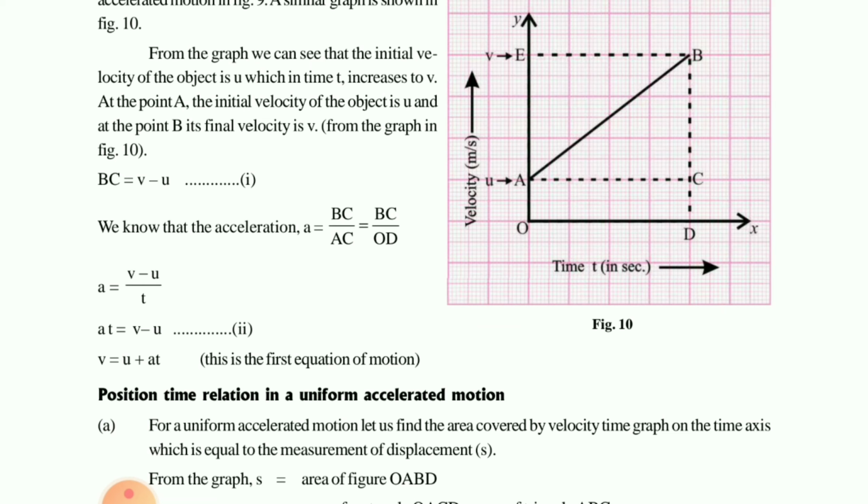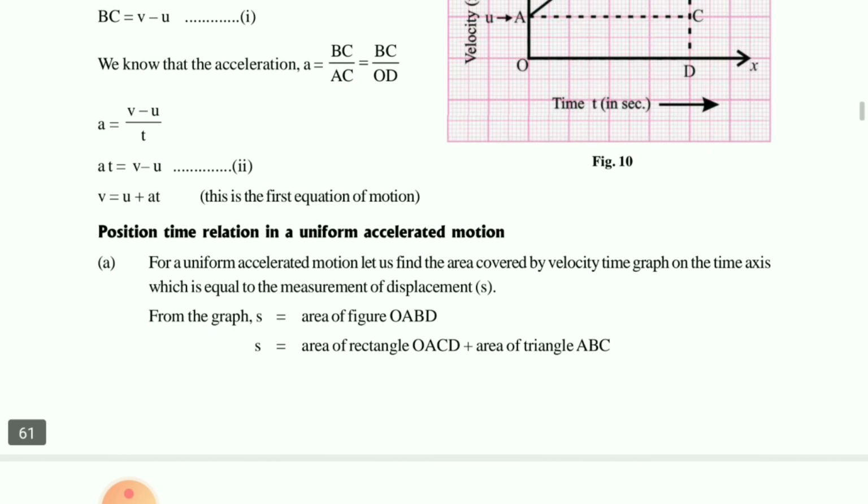In this, what we will do children, V minus U will be at the right hand side and at the left hand side we will cross multiply t with A. So you will get AT. Then after that, the first equation of motion, V equals U plus AT. That is your first equation of motion. Very important children, keep remembering this one.